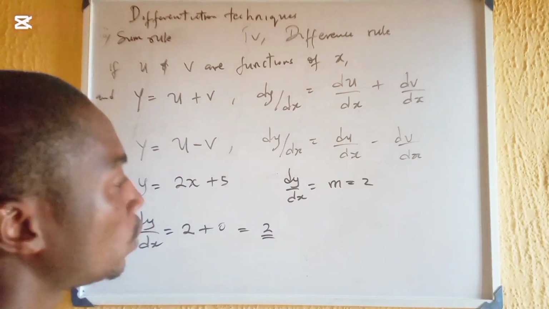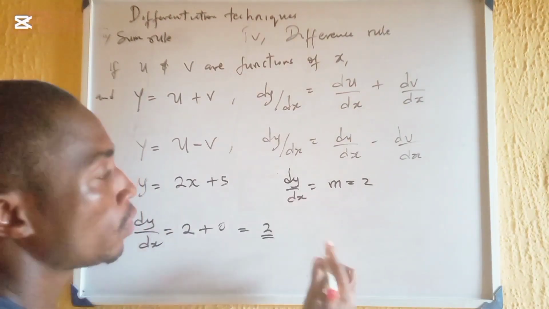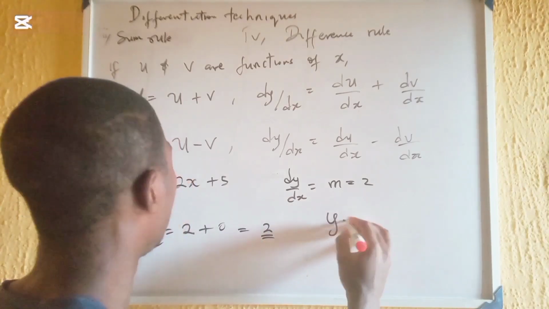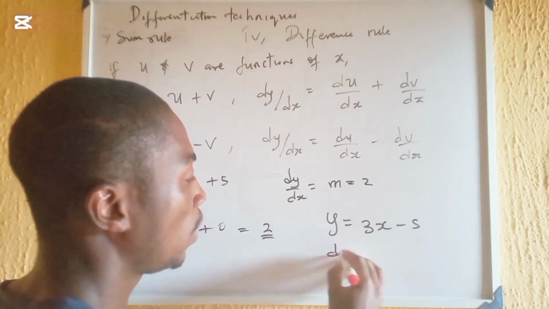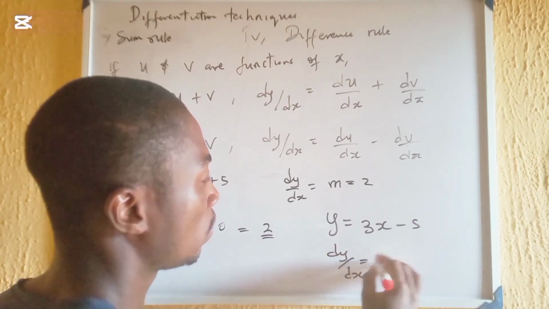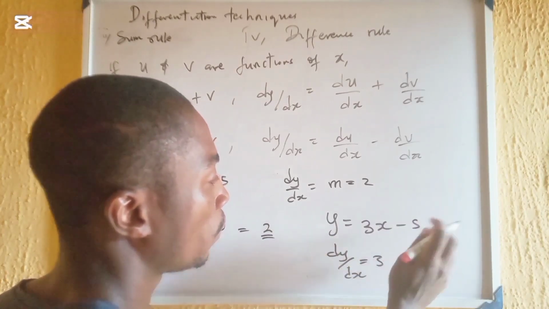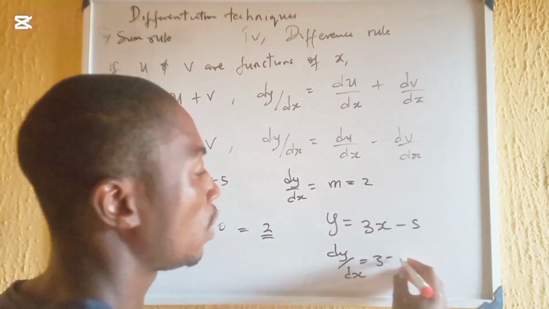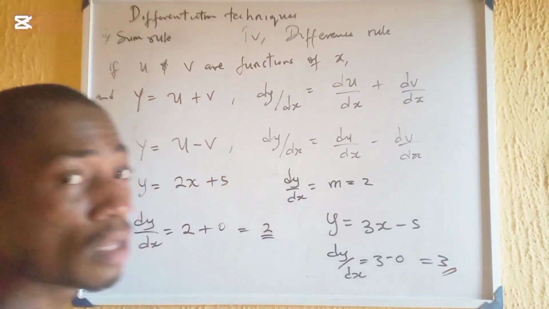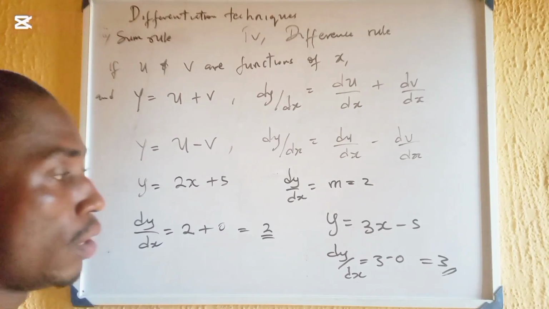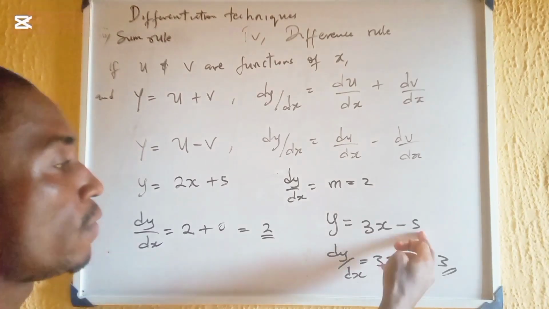So the question now would be, what if we have minus 5? We are having y equal to 3x minus 5. Then dy/dx is equal to differentiate this, you have 3. Differentiate this, you have what? 0. 3 minus 0 is still 3. And that's our m in the linear function, whereas 5 is our c.